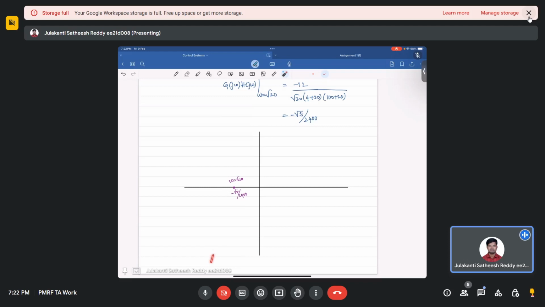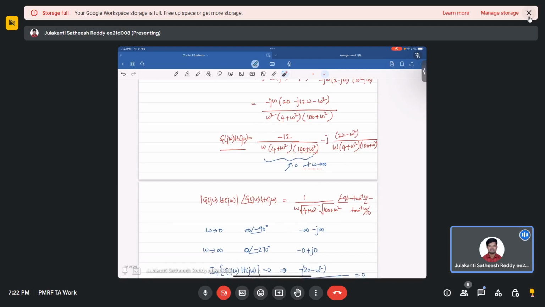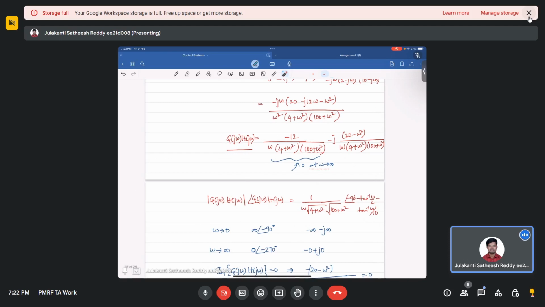So you say this is infinite magnitude at this angle, right? Again it is crossing over, and again it is 0 magnitude at an angle of minus 270. I am going in this direction, right? At any frequency less than omega equals root 20, G of j omega has a negative real part and negative imaginary part. That means it lies in the third quadrant. Once it goes beyond omega equals root 20, the real part is negative, but the imaginary part becomes positive.